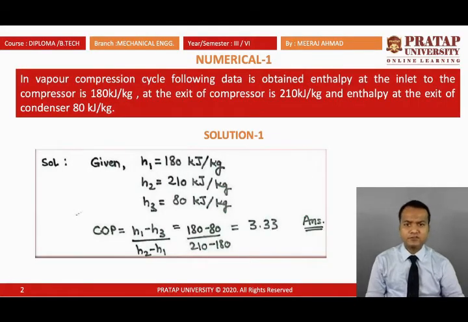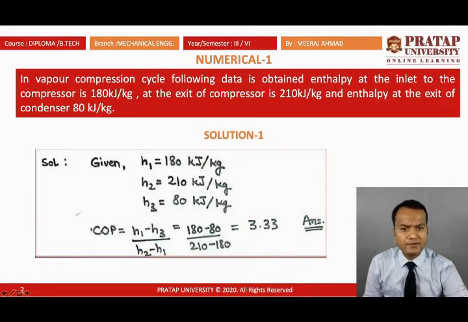The first numerical is: in a vapor compression cycle, the following data is obtained. Enthalpy at the inlet to the compressor, H1, is given as 180 kJ per kg. At the exit of the compressor, H2 is 210 kJ per kg. And the enthalpy at the exit of the condenser, H3, is given as 80 kJ per kg.